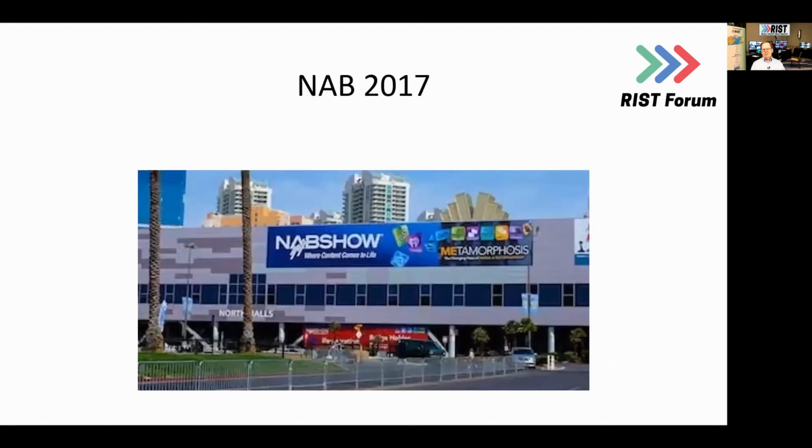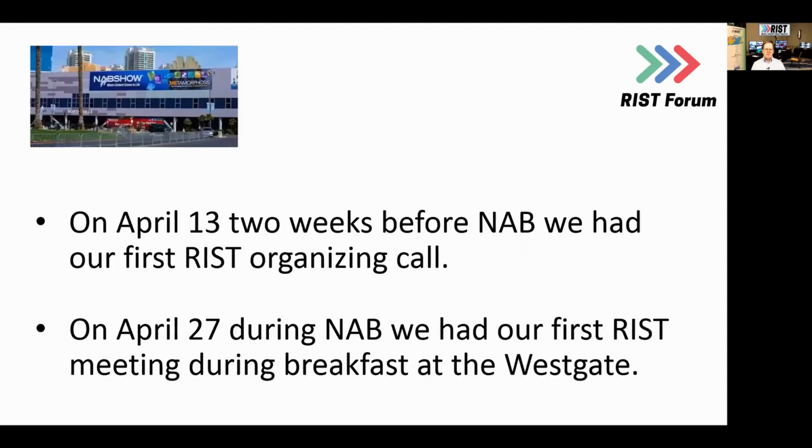So a couple months later, we hit NAB 2017. And of course, as we know in this industry, IBC and NAB are key dates when everything seems to move forward. And with NAB coming up, we decided we should have an organizing meeting to deal with RIST. So on April 13th of 2017, two weeks before NAB, we had our first RIST organizing call. And on April 27th during NAB, we had our first RIST meeting during breakfast. This is our first annual meeting that we have at NAB at the Westgate during breakfast. And we talked about it and started doing our work then.